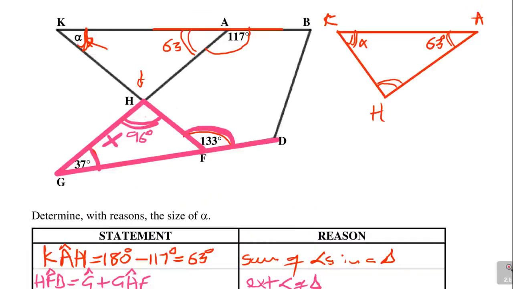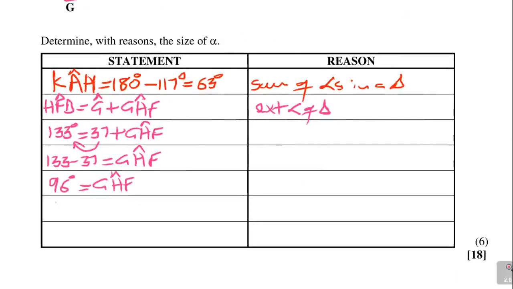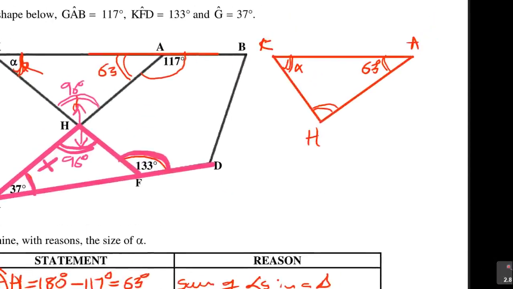And then you come back and say, remember, these are called vertically opposite angles. So this angle automatically becomes 96 degrees. So KHA, therefore KHA is equal to GHF, which is equal to 96 degrees, vertically opposite angles. So I know now that here I've got 96 degrees. There it is, my triangle.